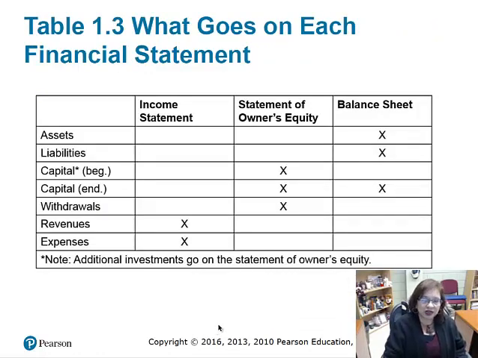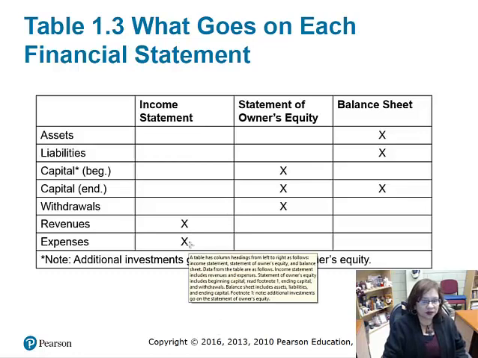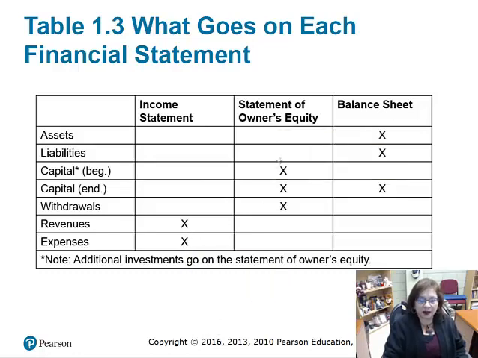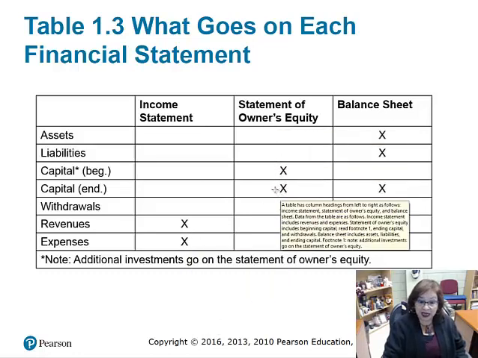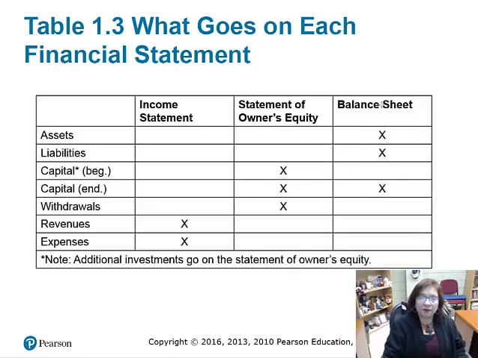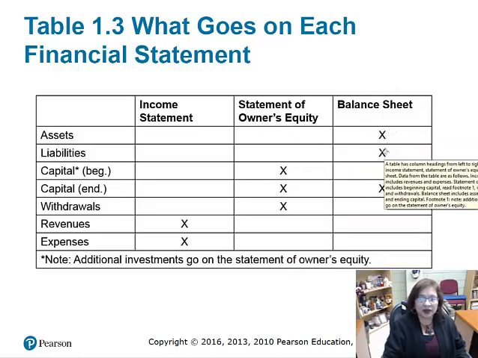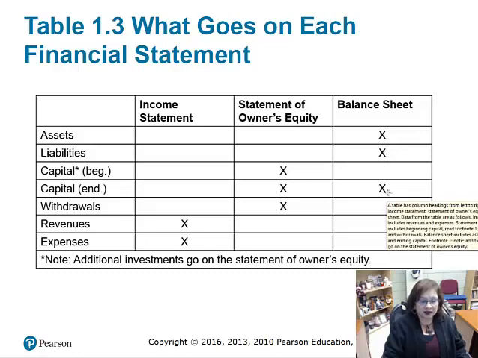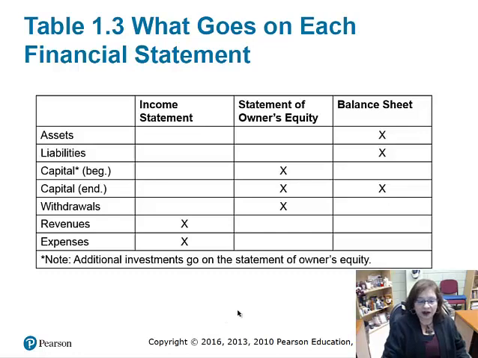So what goes on each financial statement? Income, just revenue and expenses. Owner's equity, capital beginning, capital ending, and then withdrawals. Balance sheet is the assets, liabilities, and the ending capital, okay? So again, if there's any additional investments, it goes on to the statement of owner's equity. Any additional money that they put into the business or any equipment that was brought in.